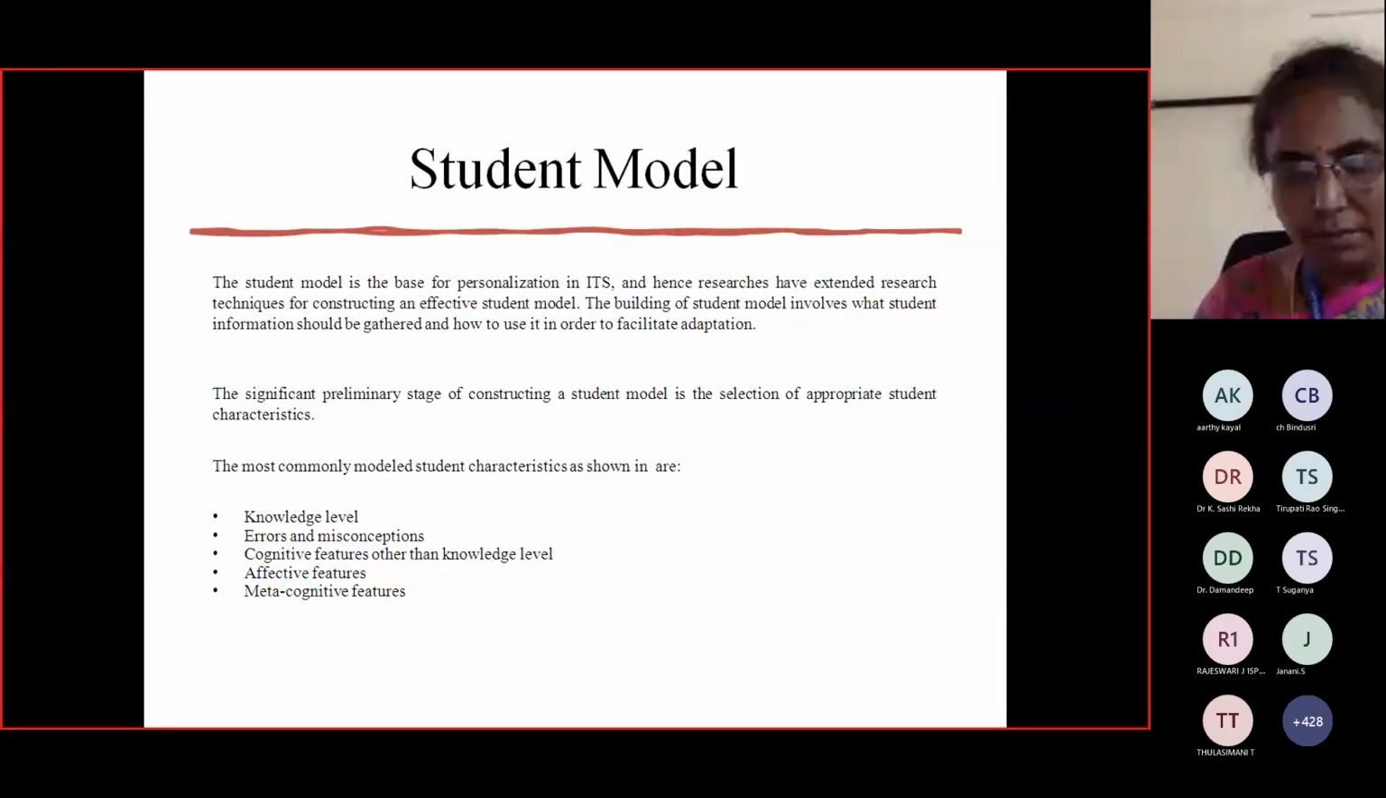Among all the modules that we have in the ITS, the student module is like the heart of the intelligent tutoring system, and extensive research is being done in this module and is still ongoing. Why the student module is important is, the whole purpose of ITS is personalization, and this personalization can be done effectively by understanding the student. The entire student performance is represented by this student model.